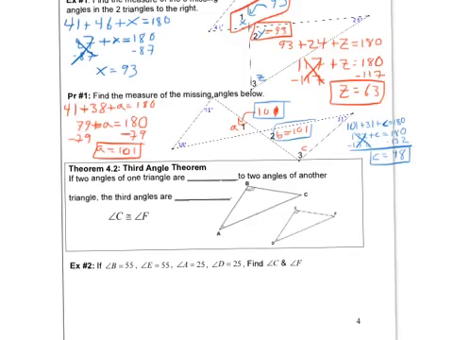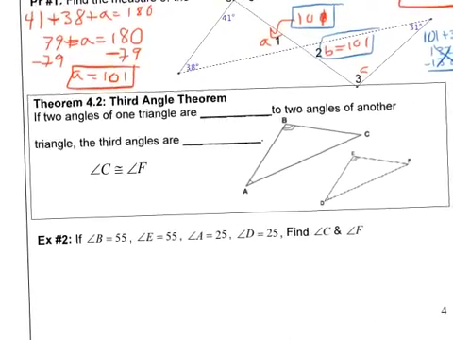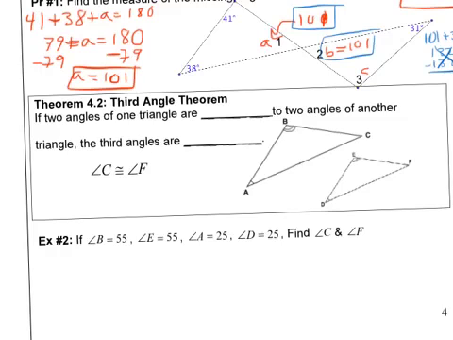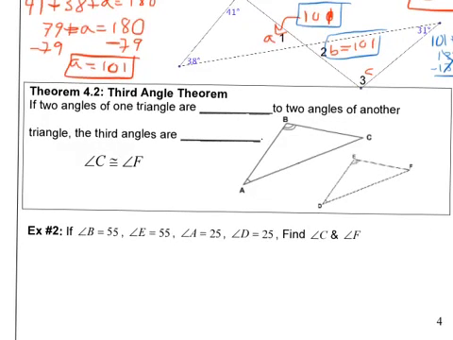Okay, for this next type of problem, it's called the third angle theorem. What this is basically saying is, if you know that two angles of one triangle are congruent to two angles of another triangle, so you know these two are congruent and these two are congruent, put a little congruent symbol right here, then the third angles have to be congruent. C and F have to be congruent. That's it. If we have two angles congruent, the third one has to be congruent.